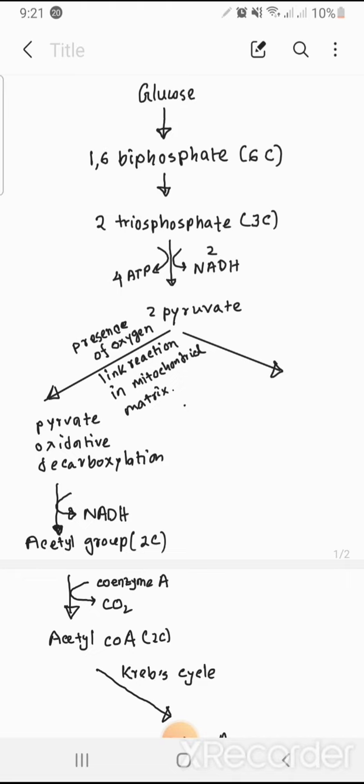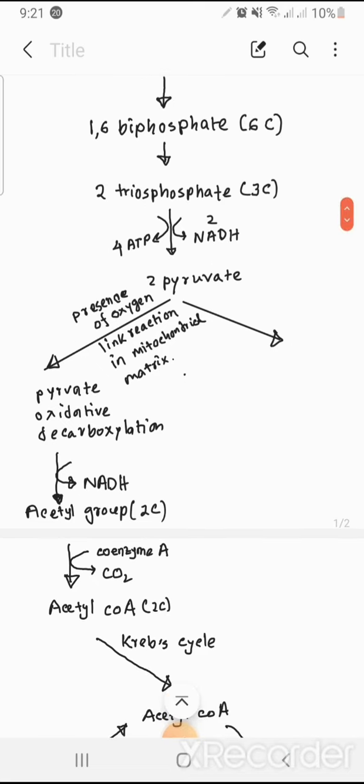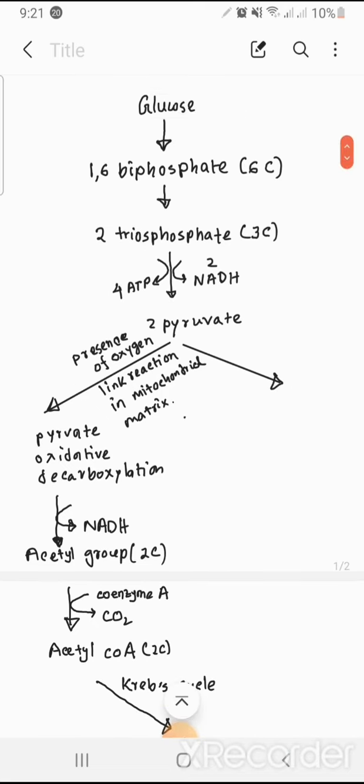But there are two types of respiration. One is called aerobic respiration, which is in presence of air, the usual breathing, right? When we breathe, the oxygen diffuses into the blood and goes to the cell, and the cell uses this oxygen to burn glucose. So it's called aerobic respiration.